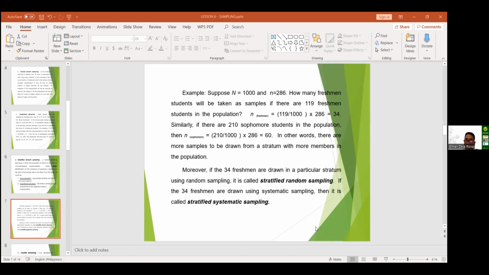Okay, do you have any question for that third type of sampling technique? Just say your piece if you have a question.